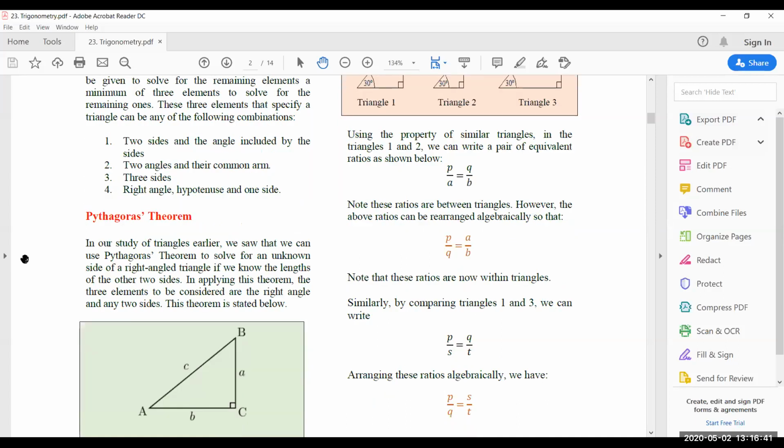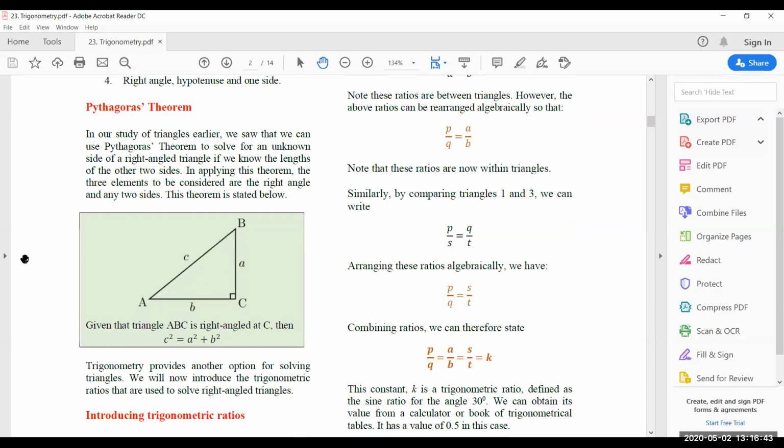Now, the Pythagorean theorem, I wouldn't go into that because we already did that when we did triangles. But basically, the square of the hypotenuse is equal to the sum of the squares of the other two sides. That is the Pythagorean theorem, right?